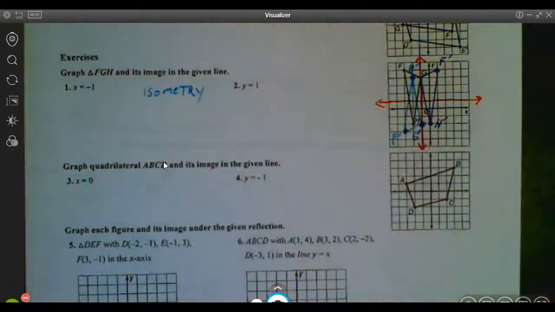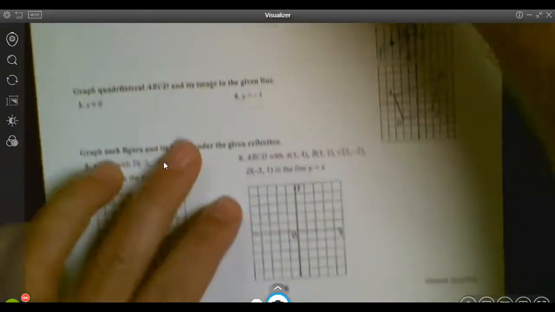So isometry, again, simply means that the new triangle is congruent to the original triangle, right? The image is congruent to the pre-image. Nothing about it changed. All three angles are congruent. All three sides are congruent. That hasn't changed. Let's jump down to this one.